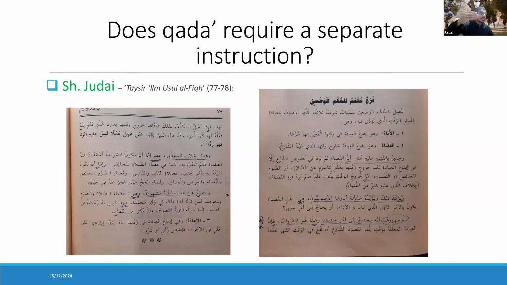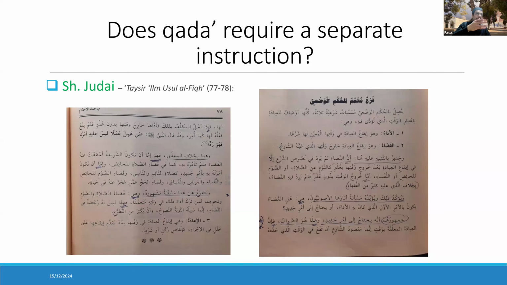فهو إما أن تكون الشريعة أسقطت عنه القضاء فلم تأمره به كما في قضاء الصلاة للحائض، وإما أن تكون أمرته به بأمر جديد كصلاة النائم والناسي وقضاء الصوم للحائض والنفساء والمريض والمسافر وقضاء الحج عمن عجز عنه في حياته. And so, this is contrary to someone who misses the act with an excuse, because you have two scenarios that you typically find from hadiths. One is that the Sharia completely drops the obligation of the act of worship itself, like qada of salah during menstruation. That's not required to be made up. Or what does the Sharia do? It actually gives a separate legislation and instruction to perform the action when there's an excuse, like someone who sleeps or forgets the prayer, as we mentioned before.